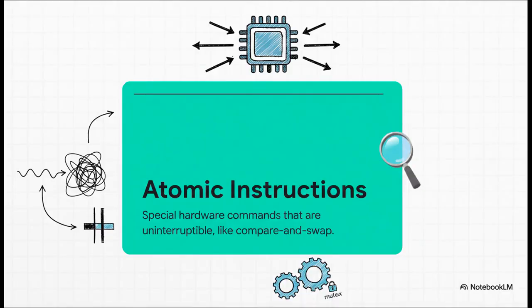And then we have the real bedrock of all this, atomic instructions. These are special commands that the hardware guarantees will happen all at once, as a single, indivisible, uninterruptible step. A classic example is compare_swap. It reads a value, checks if it's what you expected, and if it is, writes a new value, all in one single operation that no other process can interrupt halfway through. These are the fundamental, unbreakable building blocks for everything else.